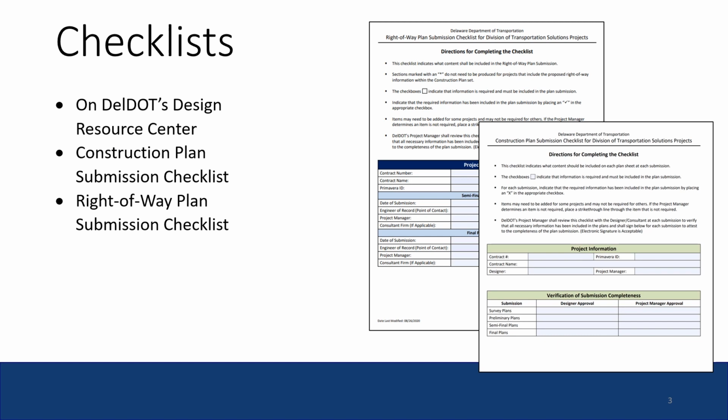DelDOT's checklists are located on the Design Resource Center. It is important to check for the latest version of the checklist on the DRC prior to the initial project setup. The construction plan submission checklist details the existing and proposed features and information that should be shown on the different sheet types within a set of construction plans. The right-of-way plan submission checklist details the existing and proposed right-of-way features and information that should be shown on the different sheet types within the right-of-way plan set.